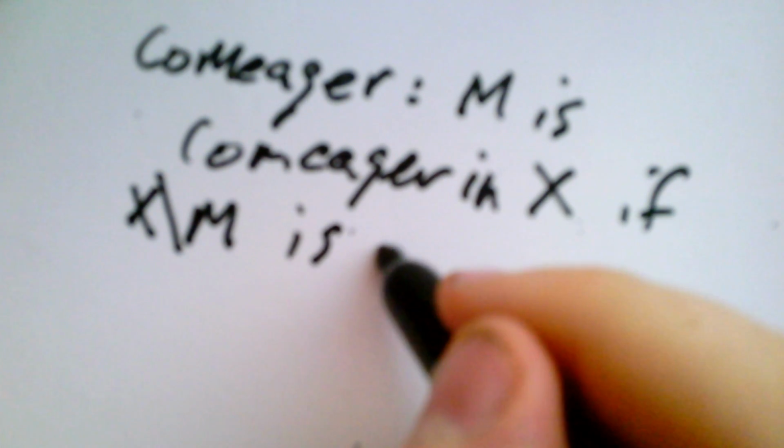So, today we're going to talk about something called co-meagerness, and we're going to get into homeomorphisms and almost homeomorphisms. So, co-meager means that M is co-meager in X if X minus M is meager in X.